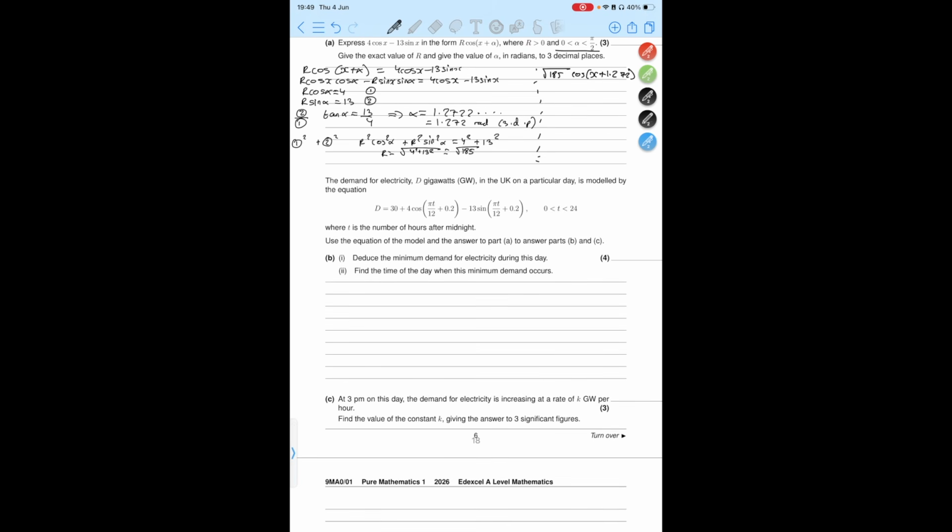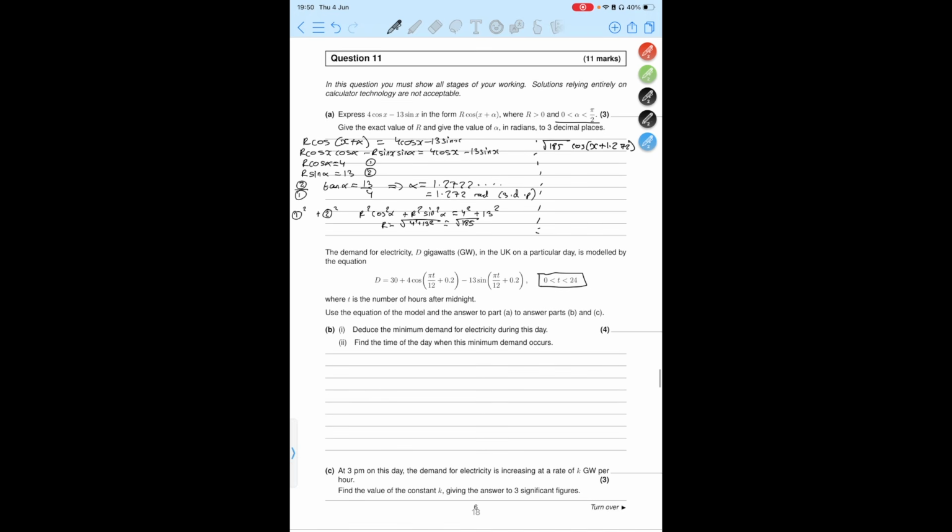Okay, so the demand for electricity in the UK on a particular day is given by the equation here. So we've got our bound here. I'm just going to remember to box that just in case. Use the equation and the model of part A to answer part B and C. So deduce the minimum demand for electricity during this day.